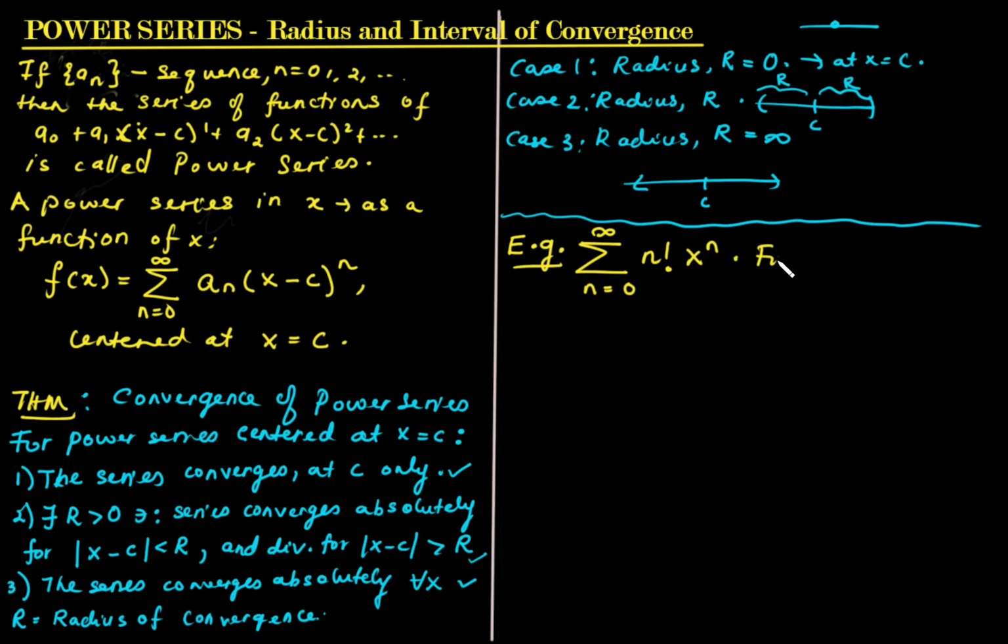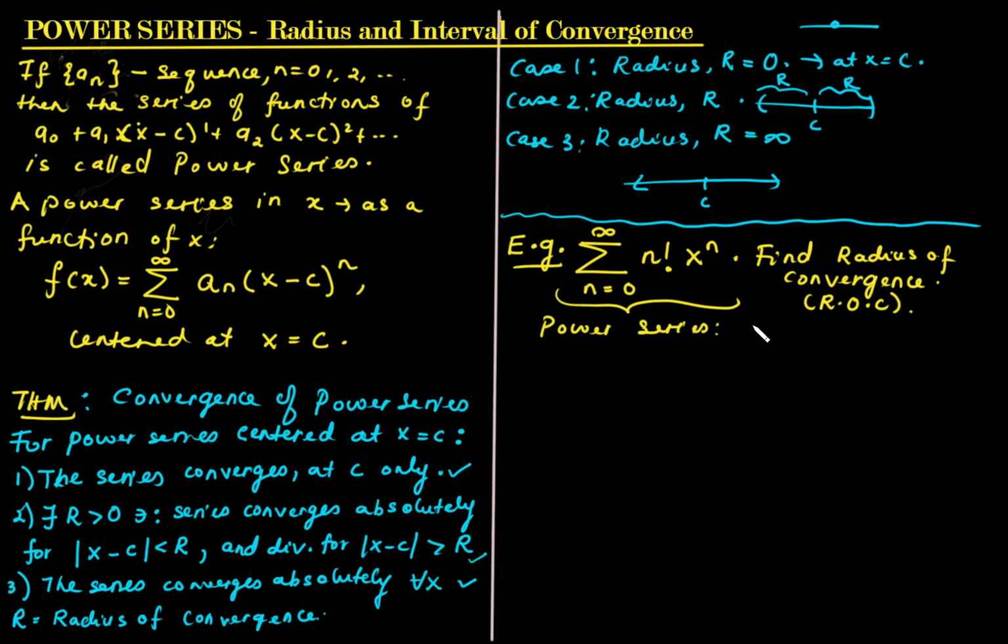And you want to find the radius of convergence, and the radius of convergence is ROC. So we're going to find the radius of convergence. When you look at it, of course, it is a power series, right? Power series centered at where? X minus nothing means centered at 0.